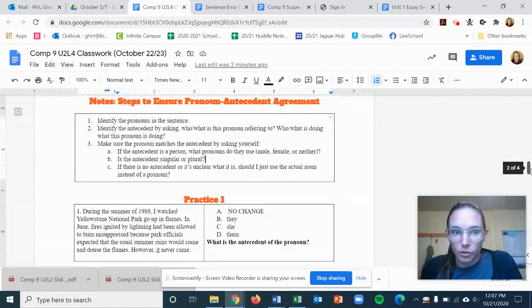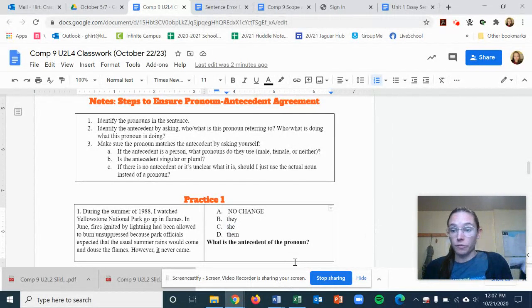For this first question, identify the pronouns, right? We know we're talking about this, it, they, she, them. So we've found the pronouns. Now we have to identify the antecedent by asking who or what this pronoun is referring to. I'm going to read this passage, and then I'm going to have you identify the antecedent. During the summer of 1988, I watched Yellowstone National Park go up in flames. In June, fires ignited by lightning had been allowed to burn unsuppressed because park officials expected that the usual summer rains would come and douse the flames.